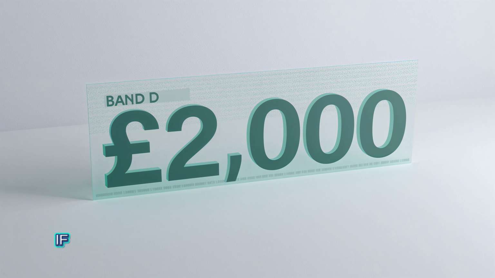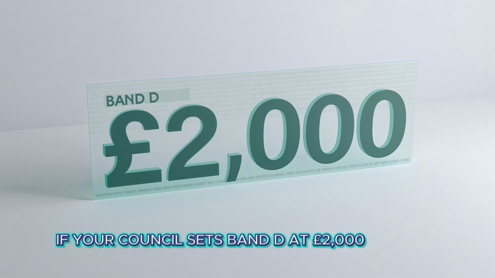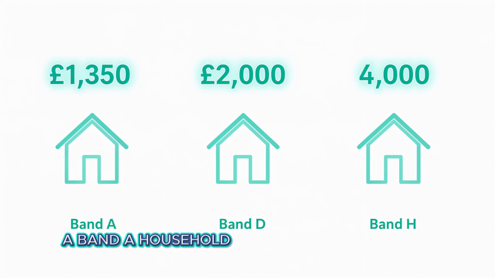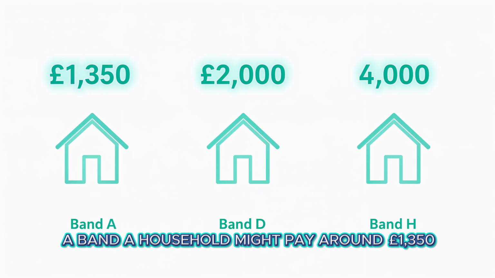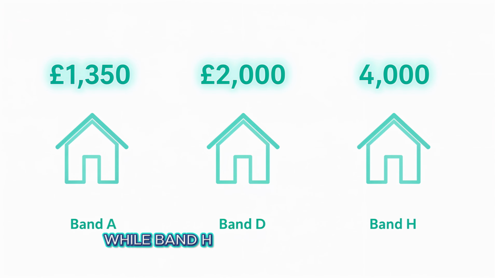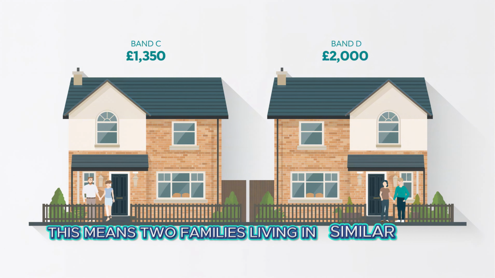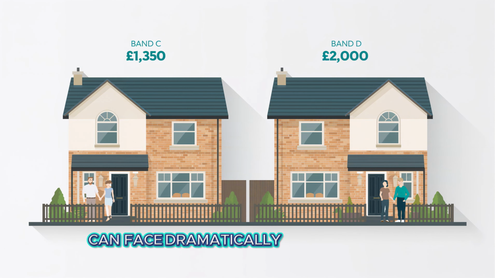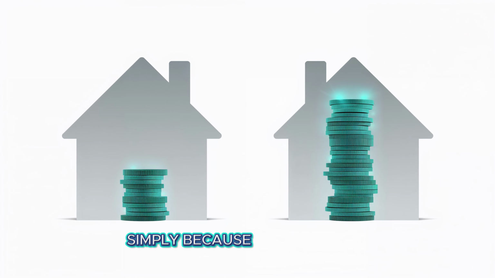For example, if your council sets Band D at £2,000 per year, a Band A household might pay around £1,350, while Band H could be over £4,000. This means two families living in similar looking homes can face dramatically different bills, simply because of their band.